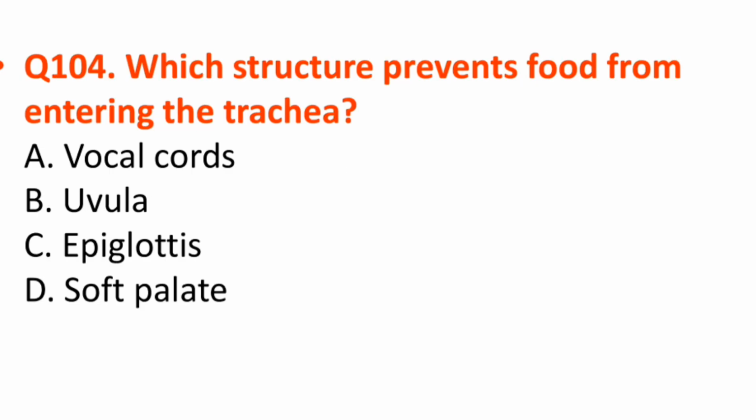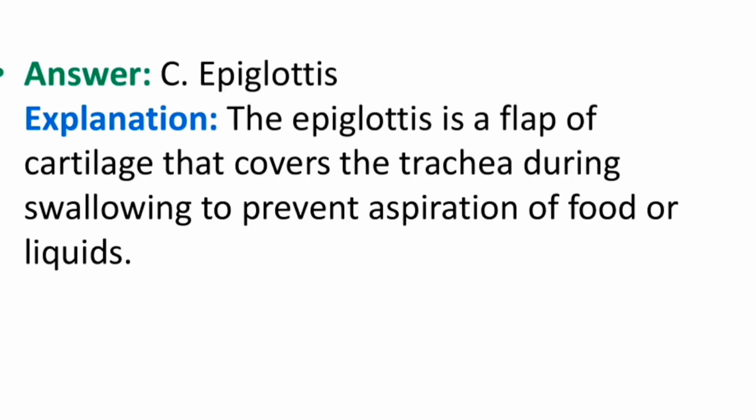Which structure prevents food from entering the trachea? Option A vocal cords. Option B uvula. Option C epiglottis. Option D soft palate. The correct answer is option C epiglottis. The epiglottis is a flap of cartilage that covers the trachea during swallowing to prevent aspiration of food or liquids.